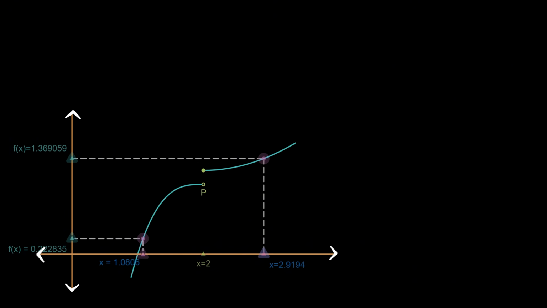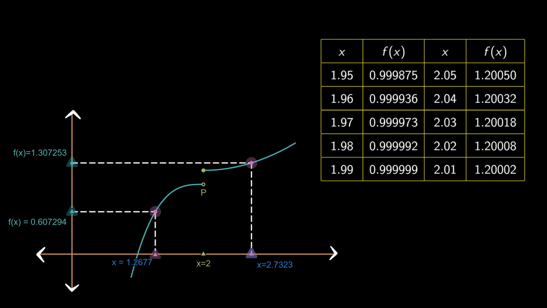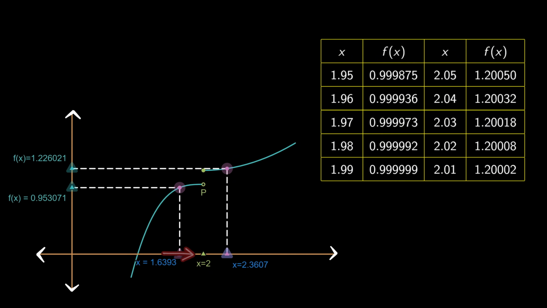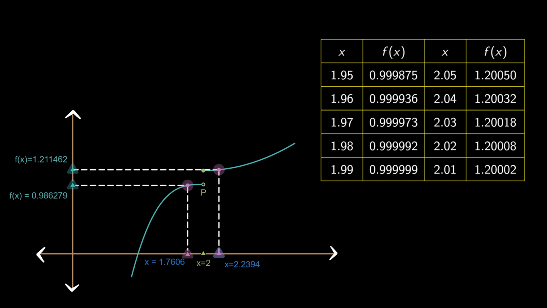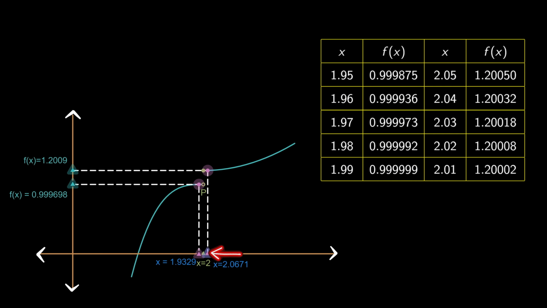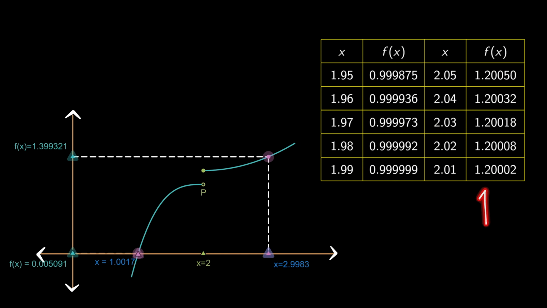Let us now look at a function at which the limiting value depends on which side x is taken. If we take the limit of this function at x equals 2, based on the table, you can observe that as we approach x equals 2 from the left side, the value of the function tends to approach 1. And if we approach x from the right side, the value of the function tends to approach 1.2.